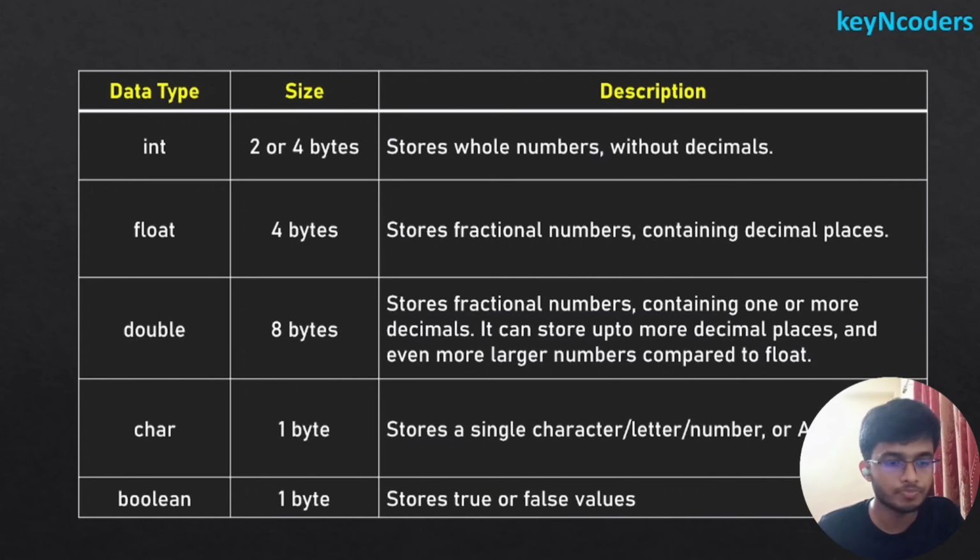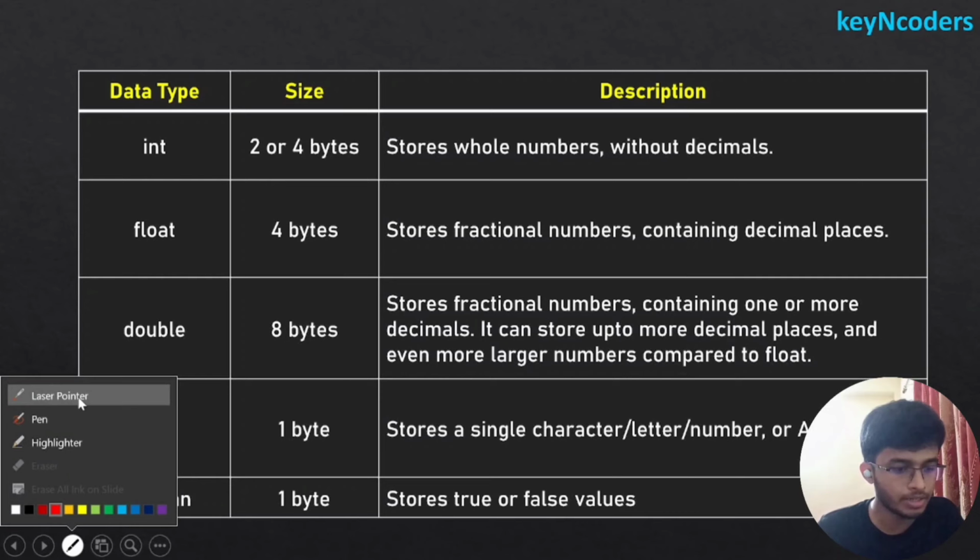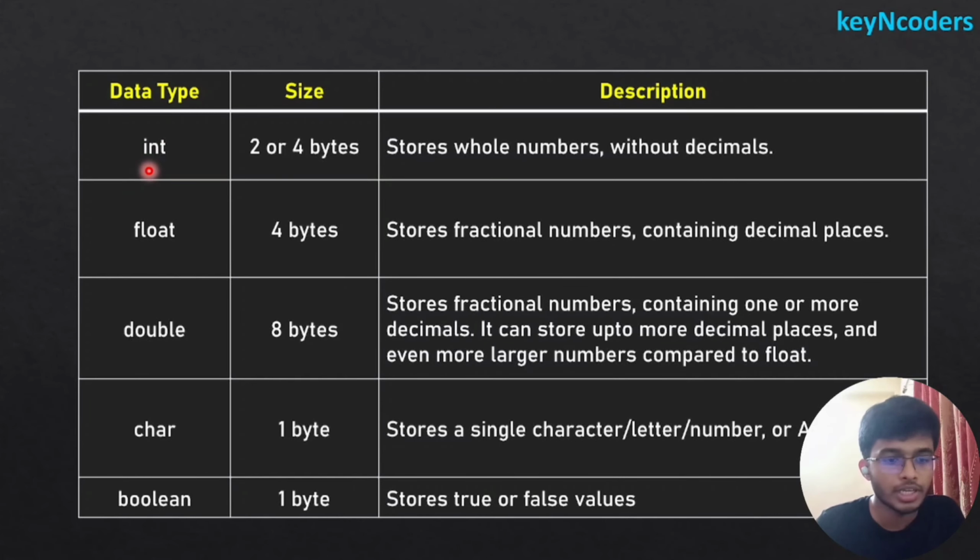Okay, so first of all, what happens with int? Let us take a laser pointer. So an integer takes 2 or 4 bytes. So a byte contains 32 bits, right? Let me write it first. 32 bits. 1 byte.